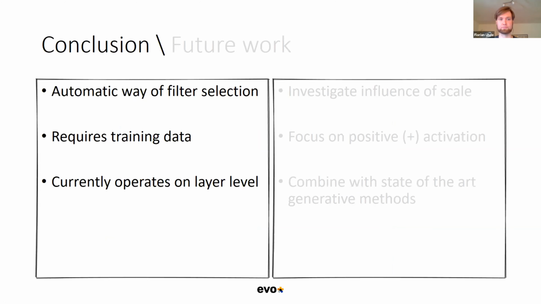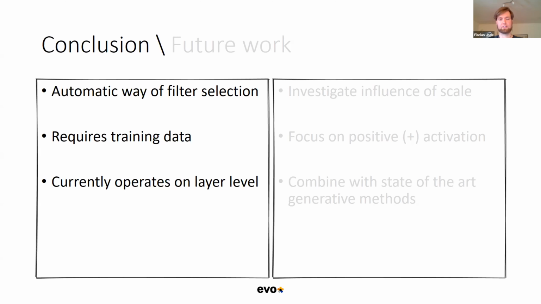Of course, this is just a starting point, and there needs to be a lot more validation done, but it is an automatic way of filter selection, which can be tested on other classes of images. The downside is that you do require training data to pre-process before you can do your style transfer. And of course, like with most machine learning applications, the results you get are only going to be as good as the training data that you have.